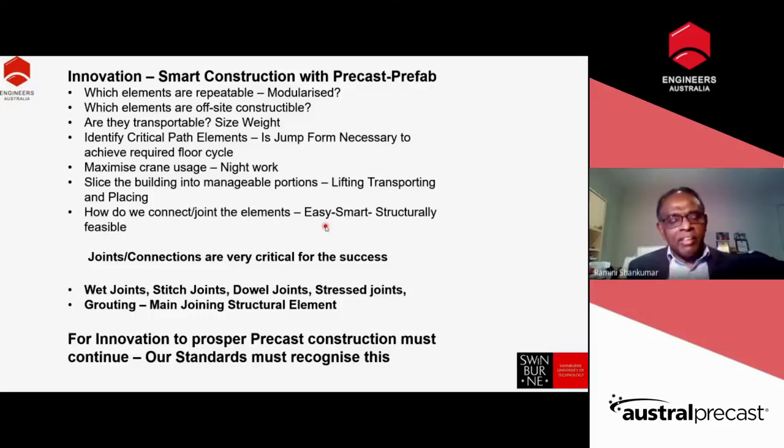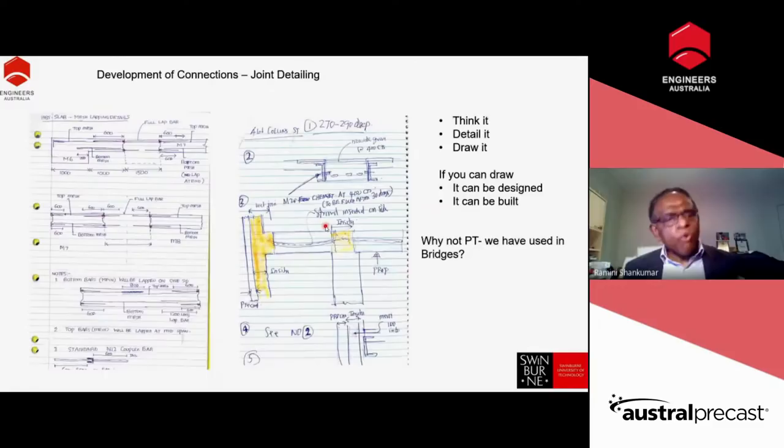So for innovations to prosper, precast construction must continue. Our standards and regulators should recognize this. Develop your connection. Think it, detail it, draw it, modify it. It's the development. You think about it and modify it to suit your connection details. And if you can draw it, it can be designed. Remember this: if you can draw it, it can be designed, it can be built.